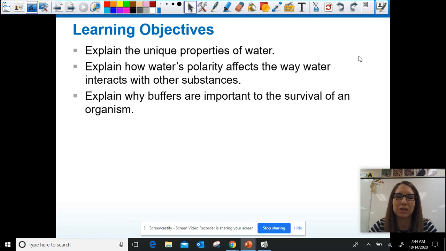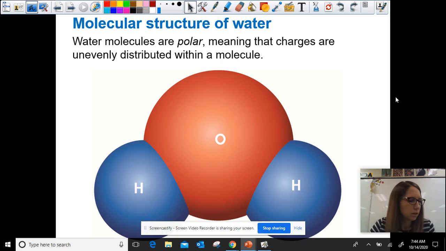Buffers are something you might remember having heard about in the past, especially when you did some chemistry, maybe in 7th grade or 6th grade. But if not, we're going to spend just a brief amount of time on buffers. The majority of what we're going to do in section 2.2 will involve those first two objectives at the top.